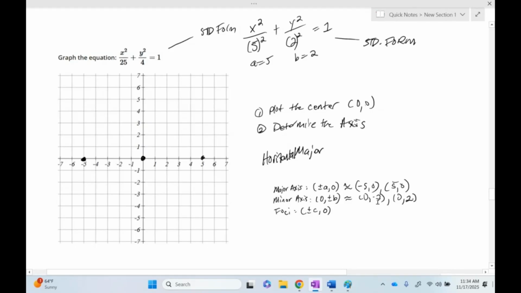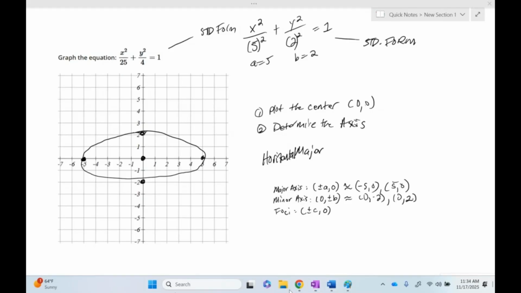So to plot 0, -2, I'm at the origin. Since x is 0, I don't move to the left. I don't move to the right. I'm going to stay on the y-axis. Since y is -2, I'm going to go down 2. And to plot 0, 2, I'm going to stay on the y-axis and go up 2. And if you're doing it by hand, this is the graph. Kind of drunk, but it's supposed to be an ellipse.